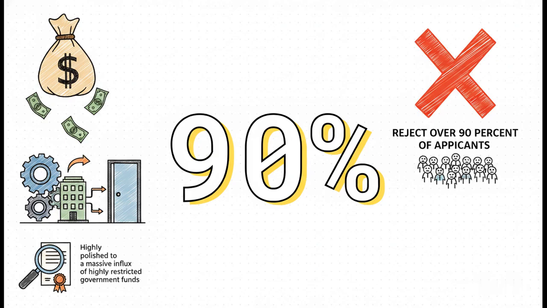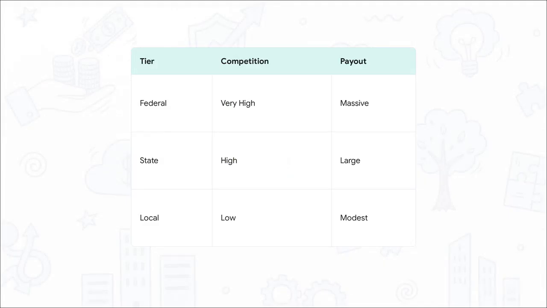If you're going after federal money, you need a highly polished, professional application, plus the actual infrastructure to manage a huge influx of highly restricted government funds. And this basically creates a strategic taxonomy for your organization. You see, there's a direct relationship between the government tier, the competition level, and the payout size.